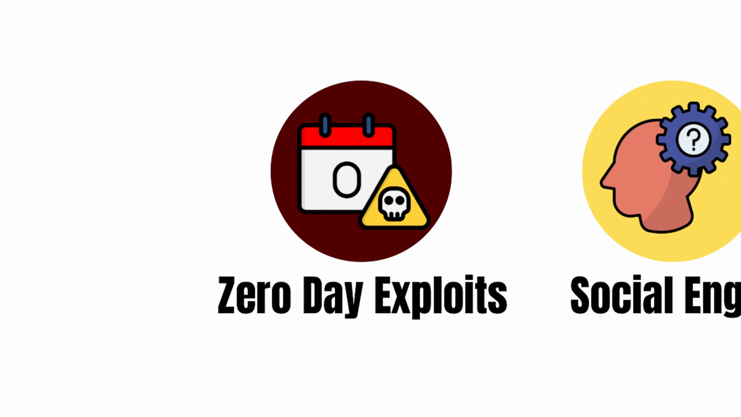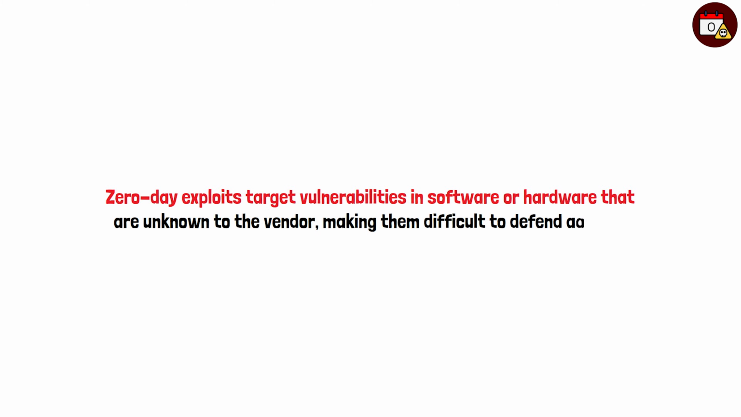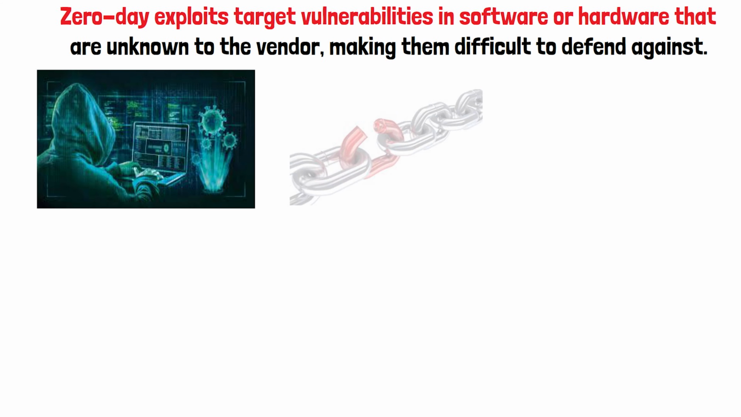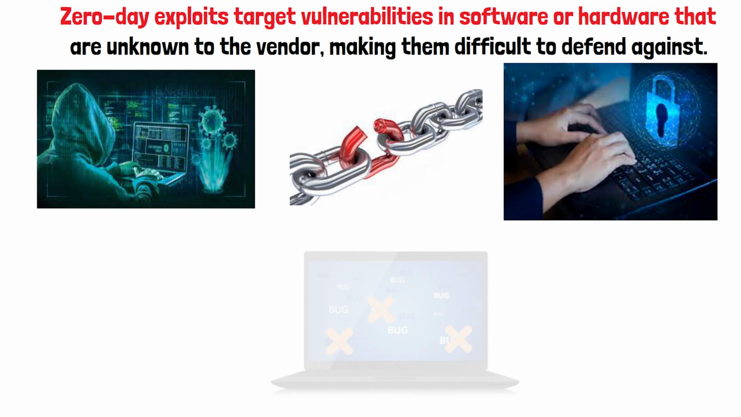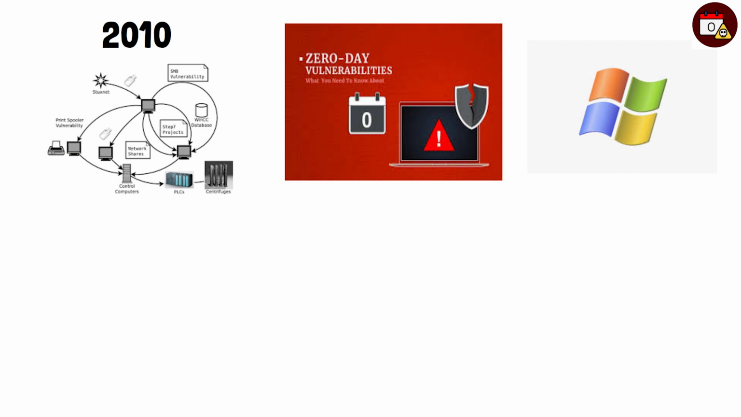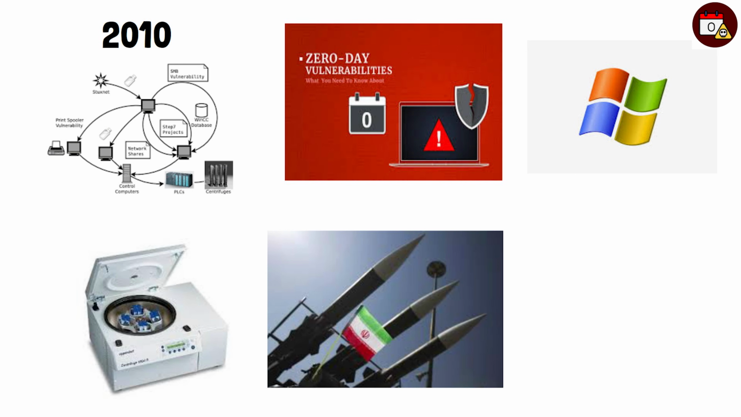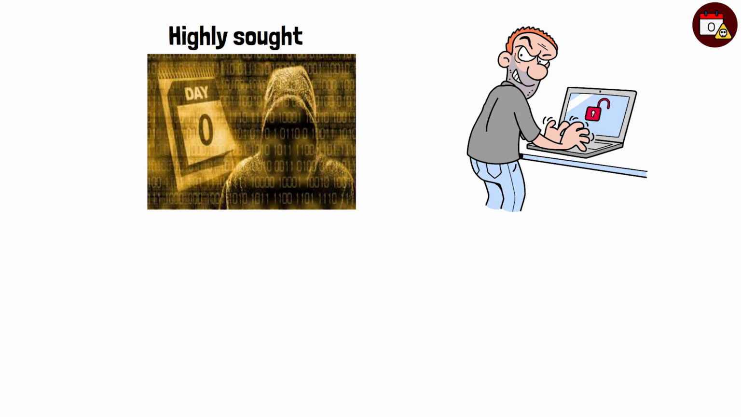5. Zero-day exploits. Zero-day exploits target vulnerabilities in software or hardware that are unknown to the vendor, making them difficult to defend against. Cybercriminals exploit these vulnerabilities to launch attacks before a patch or fix is available, putting users at risk of compromise. One notable example is the Stuxnet worm, discovered in 2010, which exploited zero-day vulnerabilities in Windows to sabotage Iran's nuclear program by targeting centrifuges used for uranium enrichment. Zero-day exploits are highly sought after in the cybercriminal underground and can fetch significant sums on the black market.